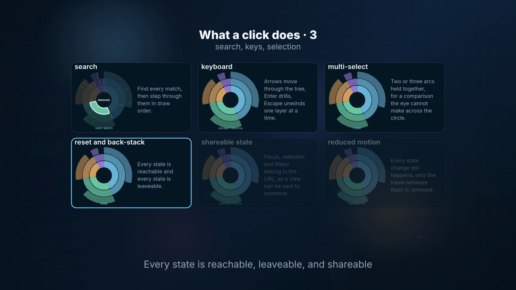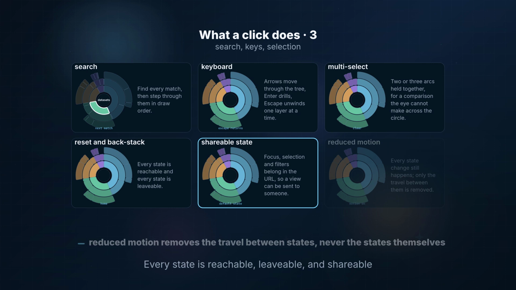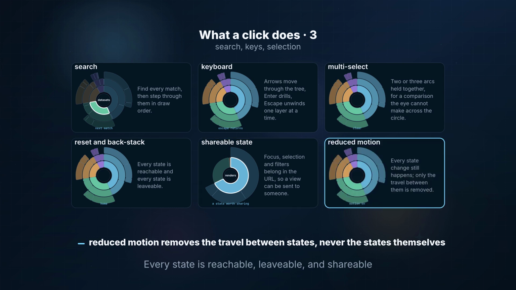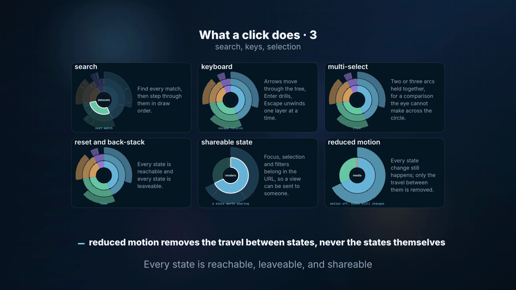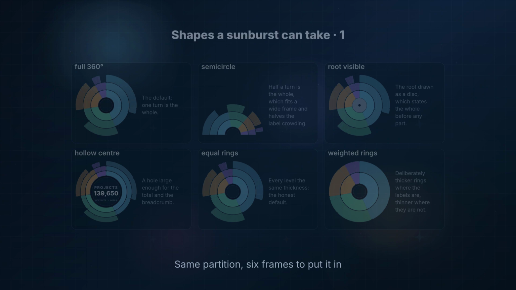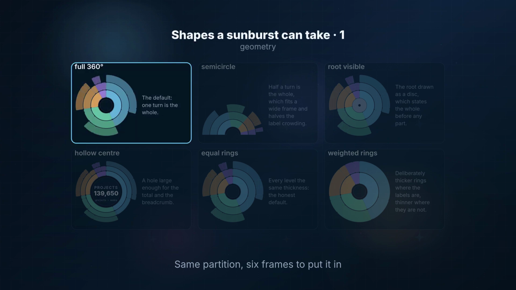Every state has to be reachable, leavable, and shareable, which in practice means it lives in the address bar. And the reduced motion path is not a reduced feature set. Every state change still happens, and every state is still reachable. What gets removed is the travel between them, not the destinations. The circle is a default, not a requirement.